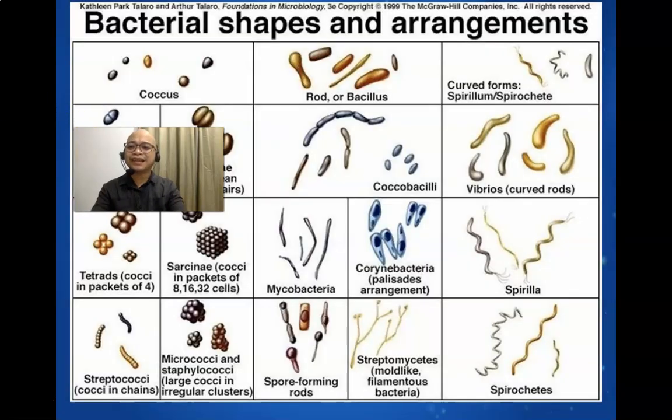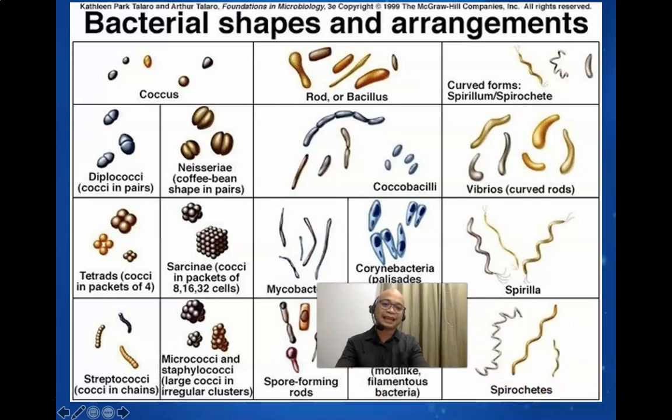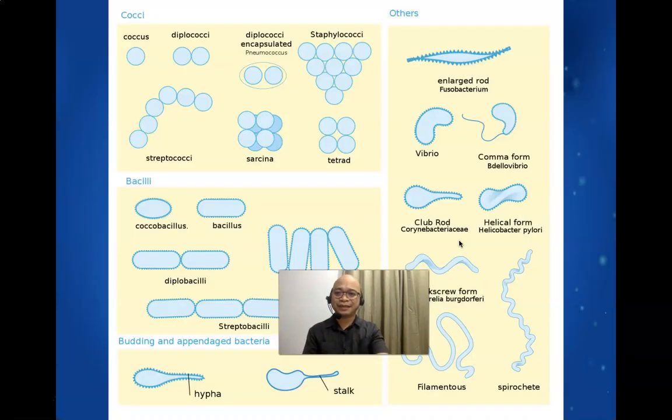Now, as regards the arrangement, I think we have already discussed some of the arrangements. And we also have the one that I did discuss, the palisade bacteria. So Corynebacterium is an example of a palisade bacteria. And then we have the spore forming, I think I did mention in the previous slide, Streptomycetes. This is the mold-like filamentous bacteria. So these are some of the bacterial shapes and arrangements.